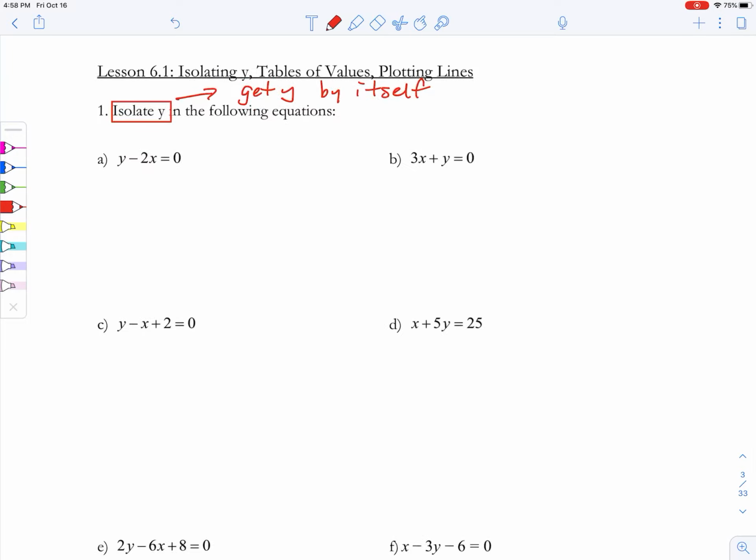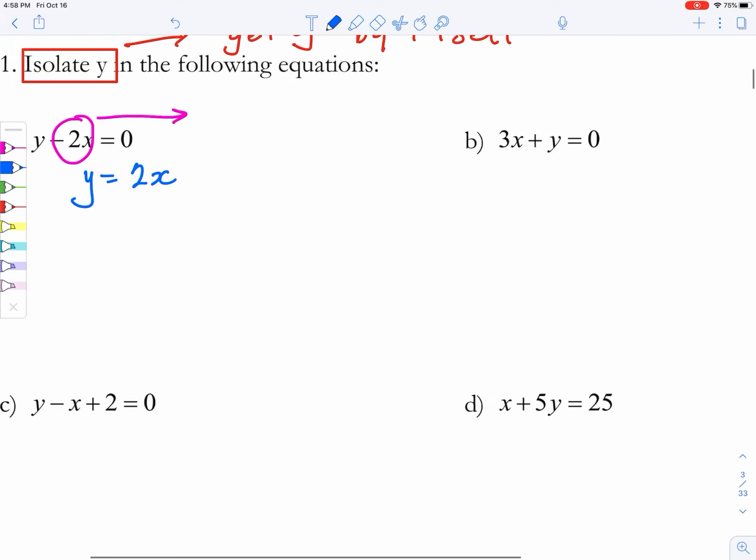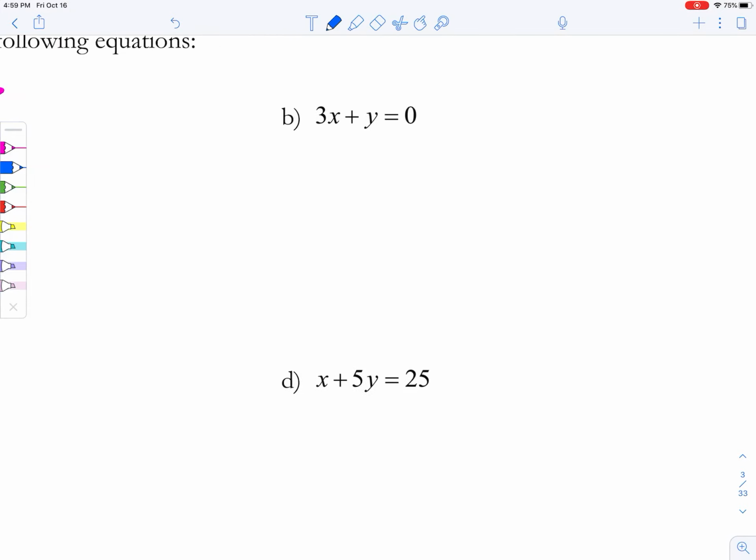So in 1a, we've got y minus 2x equals 0. I'm going to take the minus 2x, bring it to the other side, because we want y by itself. So we would get y equals positive 2x, and y is isolated. Question B, we want y by itself. So I'm going to take that 3x that was positive, bring it to the other side, and we'll get y equals 0 minus 3x. Or y just equals minus 3x.